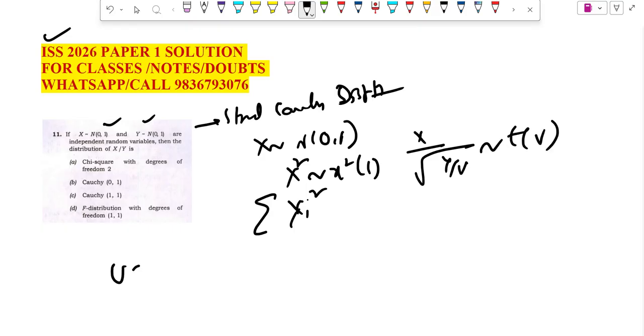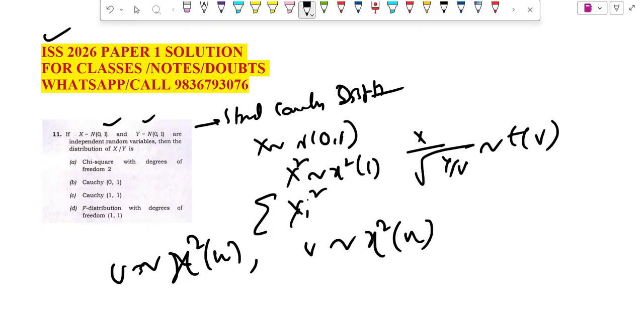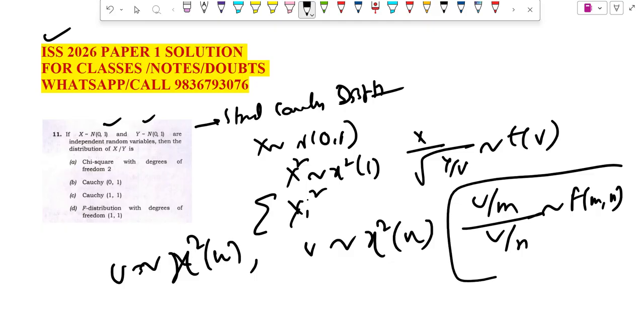gives you this. So if u variate follows chi square and v also follows chi square, so u by m, it will follow the F distribution.